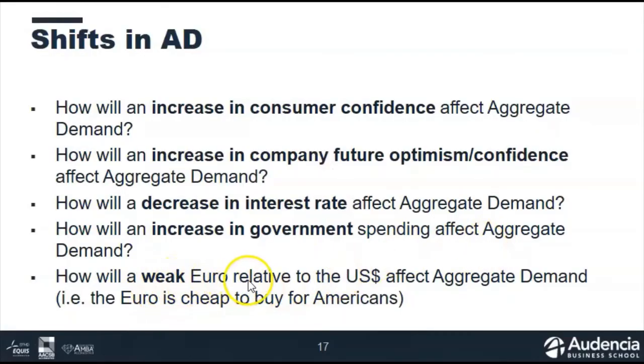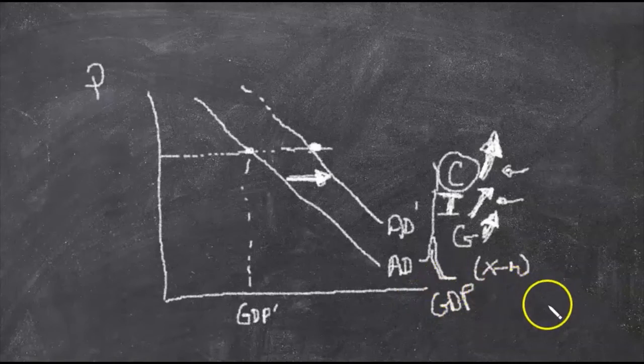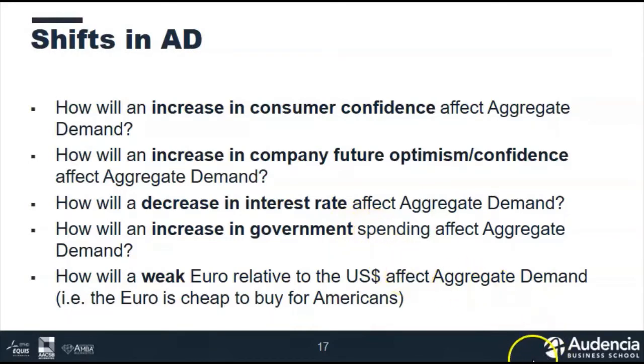What about a weak euro? What if the euro is cheap to buy for Americans? Well, if Americans can buy euros really cheap, they're going to buy more and more European goods because they're cheaper. And so exports will go up. And as exports rise, the demand curve moves to the right as well. Those are some ways we shift aggregate demand.